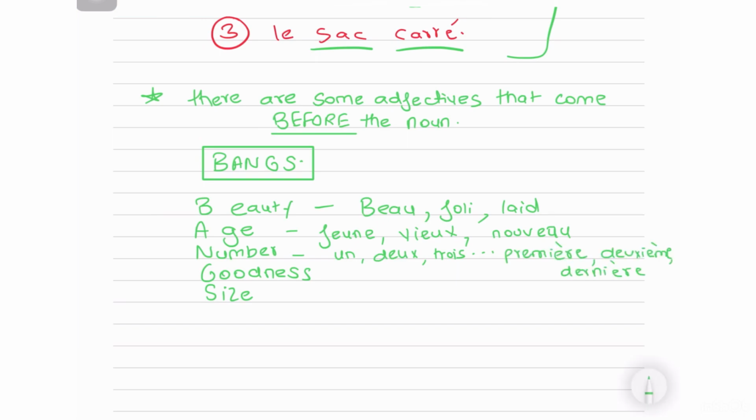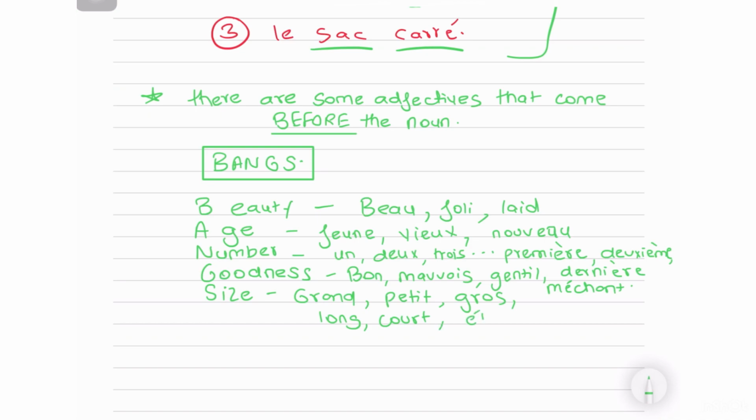In terms of goodness, that is about how good or how bad something or someone is, we have words like bon, mauvais, gentil, or for example, méchant. Lastly, if we talk about size, that is big and small, you'll have words like grand, that is big, or petit, which is small. Or things like gros, again large, huge, or long. Court is short, or étroit, that is narrow.